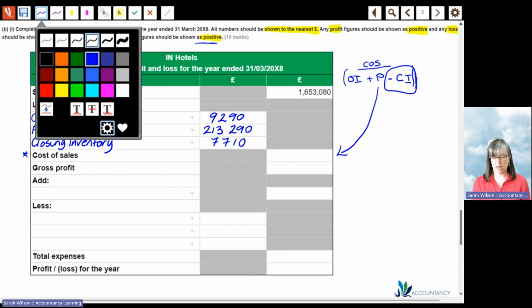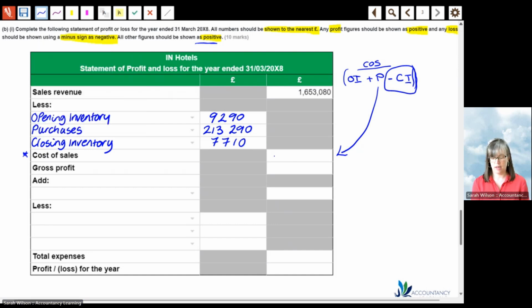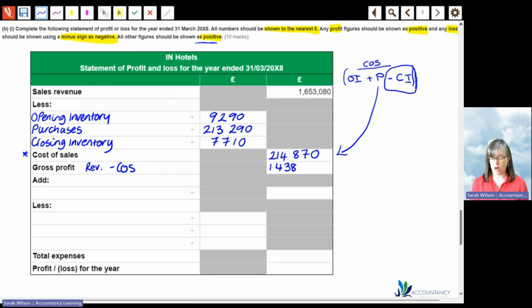And then once you've done your calculation there, you will have 214,870 as your cost of sales. Now the next bit is your gross profit. Your gross profit is going to be your revenue minus your cost of sales. And that will then give you a total of 1,438,210. So that's this figure less this figure.